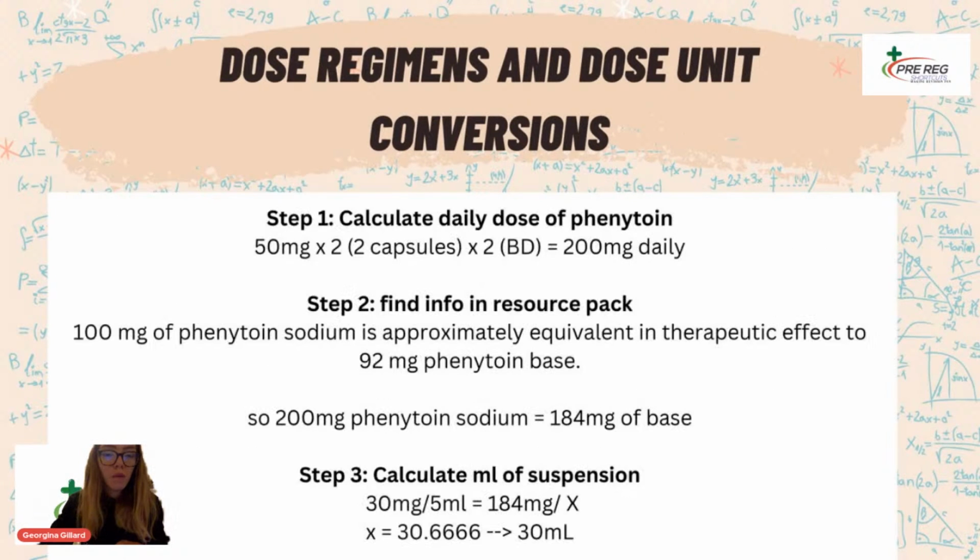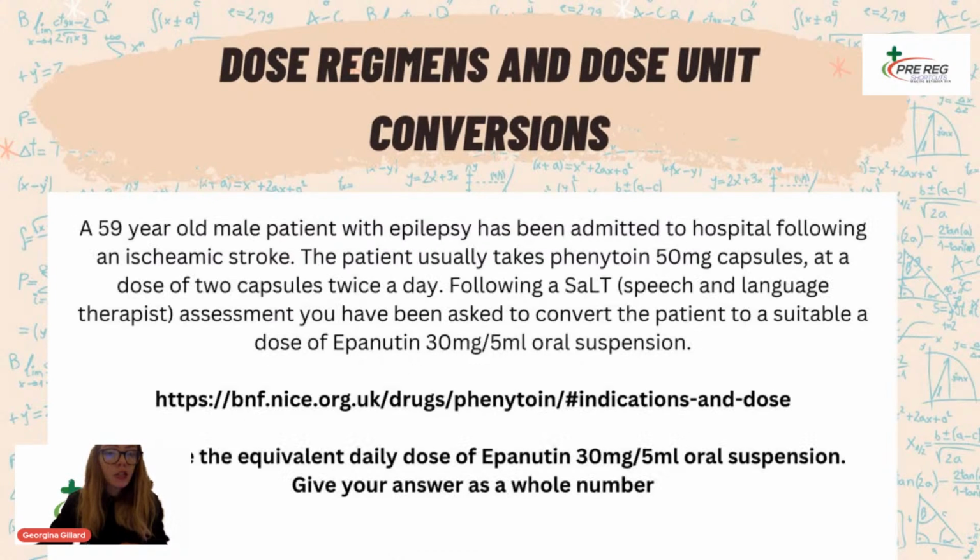Essentially, we have a 59-year-old patient with epilepsy. They've been admitted to hospital because they've had a stroke. They've been prescribed phenytoin 50 milligram capsules at a dose of 2 capsules twice a day. They had the speech and language therapist assessment, and to aid with swallowing and administration, we need to switch that patient from the phenytoin capsules to the Epanutin 30 milligram per 5 ml oral suspension. We need to calculate that equivalent daily dose for that patient.